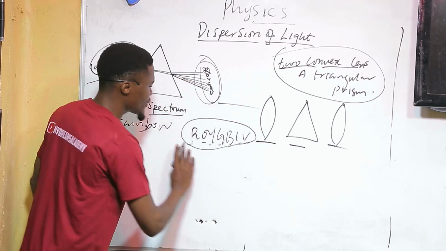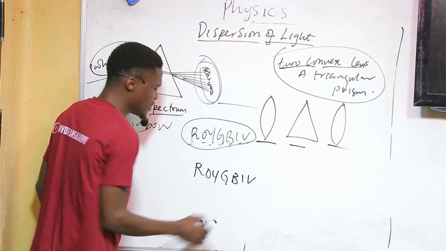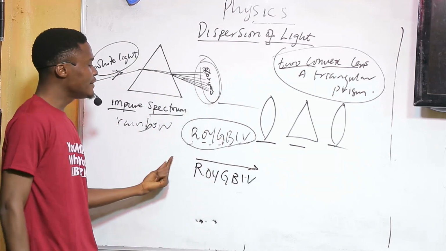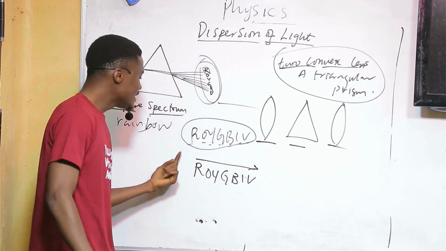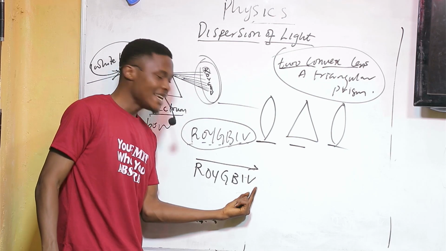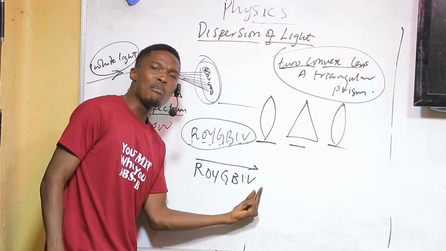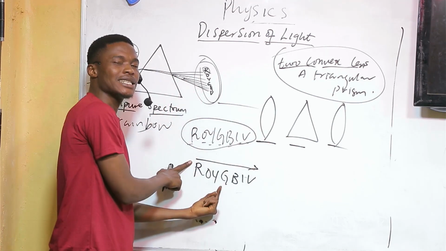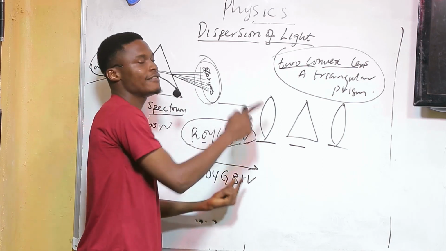Looking at this arrangement, ROYGBIV, you should know that deviation is increasing from red to violet. Make sure you are taking note of that. What does that mean? It means that red has the least deviation and violet has the most deviation. Red deviates the least, and violet deviates the most.